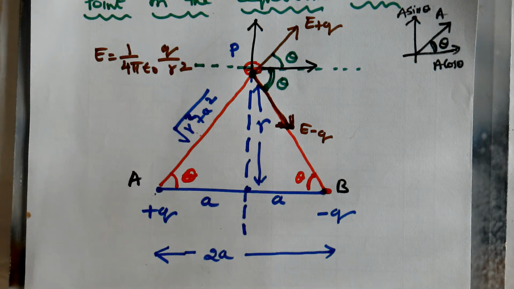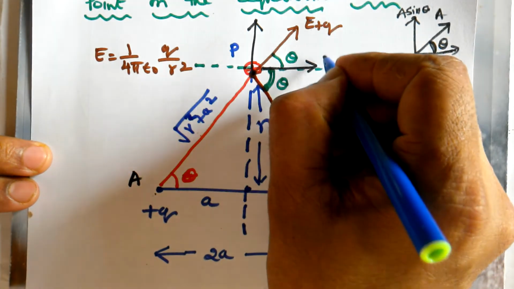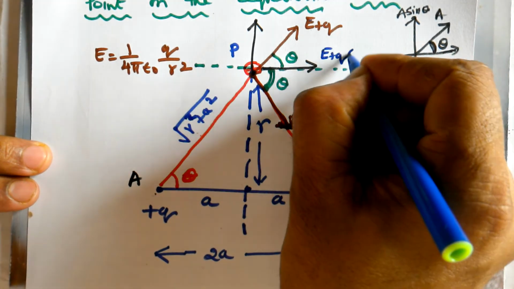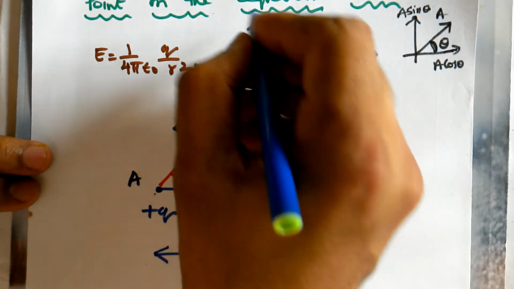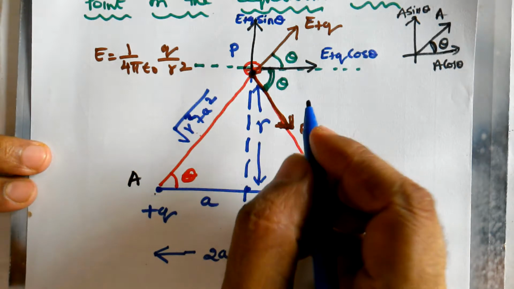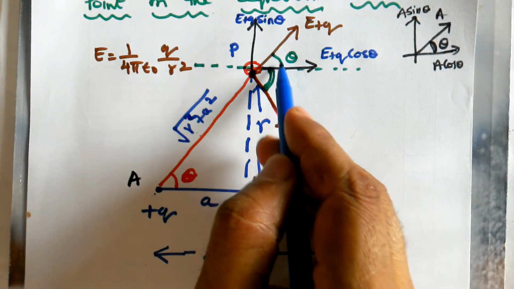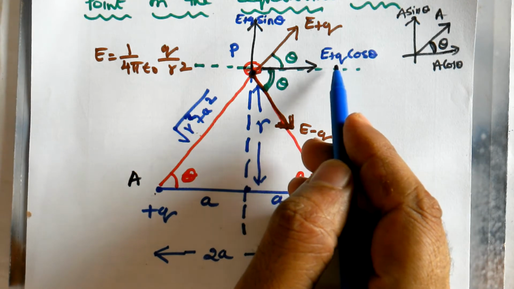So that makes our job very easy. So you split this vector E plus Q into two components. One is here, E plus Q cos theta, and another here, E plus Q sin theta. So one component is sin theta here, another cos theta. Wherever you have taken theta, you get the cos component.